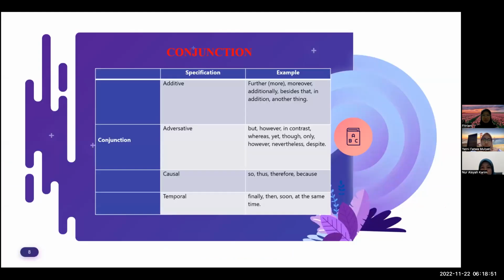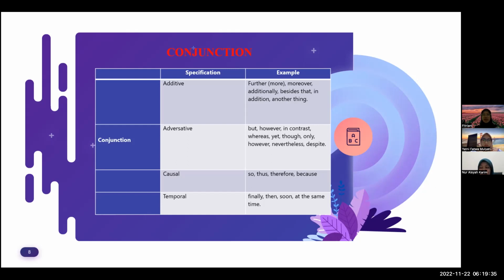Okay, conjunction. I'm pretty sure that when talking about conjunction, we are very familiar with it, especially in writing texts. Now, what actually is conjunction? Conjunction serves as a connecting element between a phrase and or clause. And you can see here the conjunctions convey the logical semantic relationship between sentences, right? So there are four categories of conjunction.